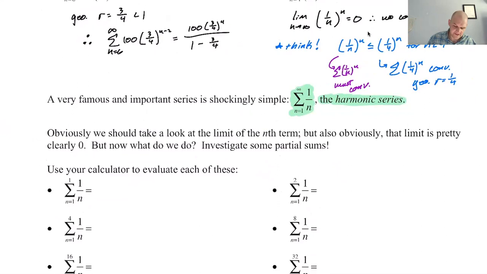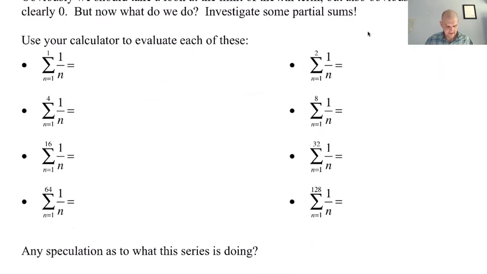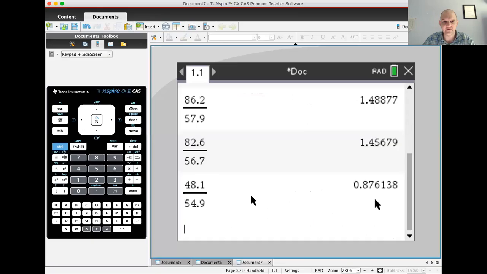Let's see what's happening with this. So this is a really important series, and it's famous, and you're just going to memorize what happens to it. But let's see if we can work out what's happening. So I'm going to go to the calculator, and we're going to do all these partial sums. And fortunately, the calculator is just going to do them for us.